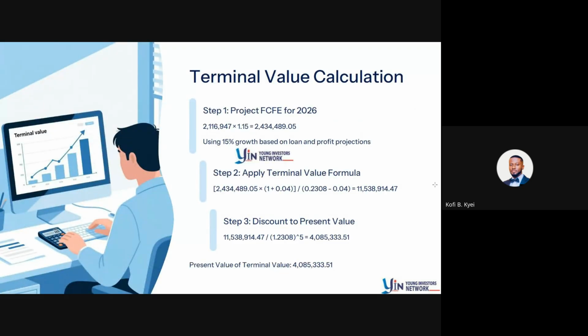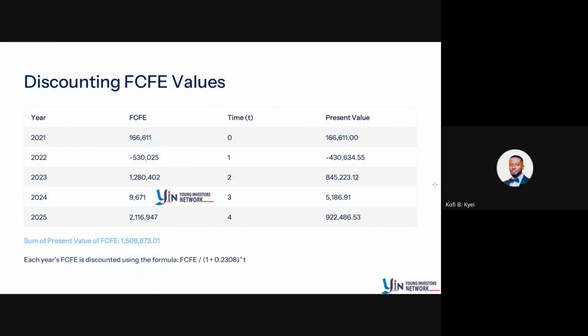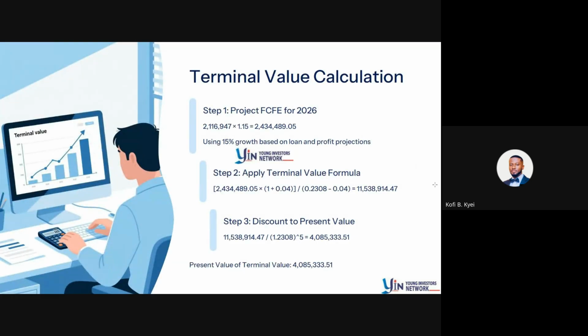Okay, so terminal value calculation. Step one is to project the FCFE for 2026. The last figure, 2116 for 2025, we project it into 2026. When you project it, we are using the rate of 15%, which has been assumed.